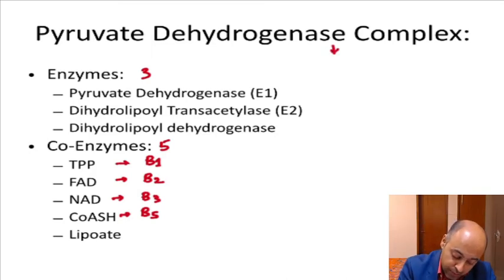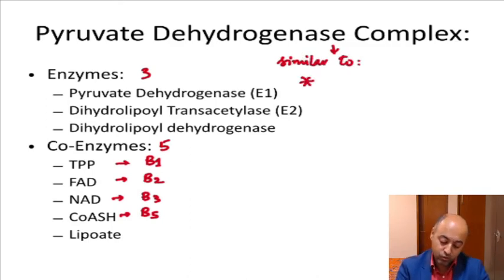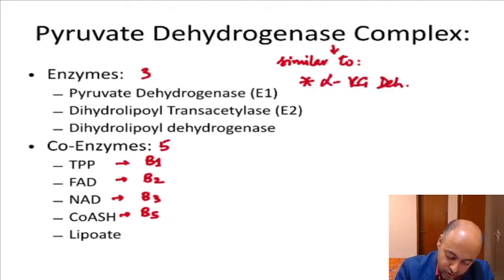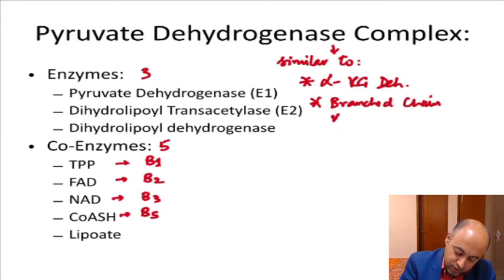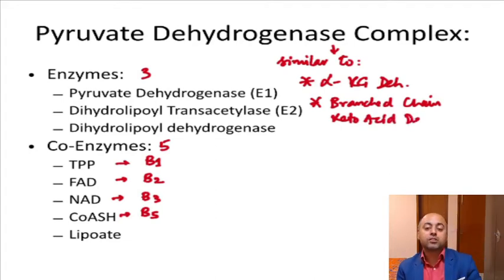Also note, the pyruvate dehydrogenase complex is similar to 2 other complexes. These include the alpha ketoglutarate dehydrogenase complex and the branched chain keto acid dehydrogenase complex. These are the 2 enzyme complexes which are similar to the pyruvate dehydrogenase. Means each of them will have the 3 enzymes, second and third are common. Each of them will have the 5 coenzymes. If any of the coenzymes is missing, then the whole complex will stop working.